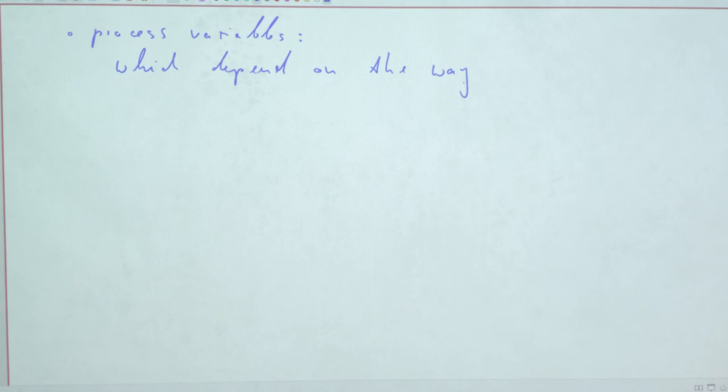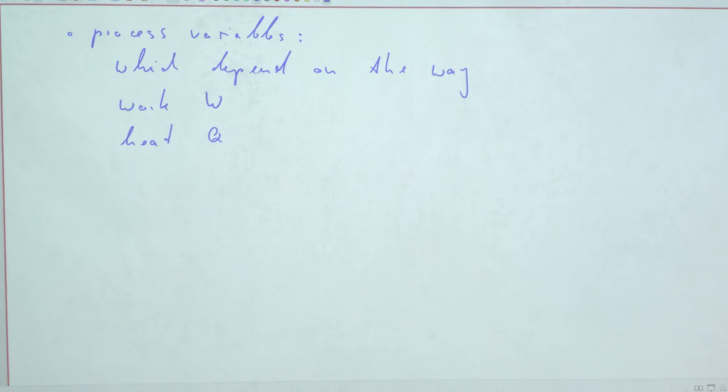Basically there are two. Yeah? One I already mentioned. So it's work I have to spend to reach a certain state. And the other one is the heat, which is put in or out into my system.